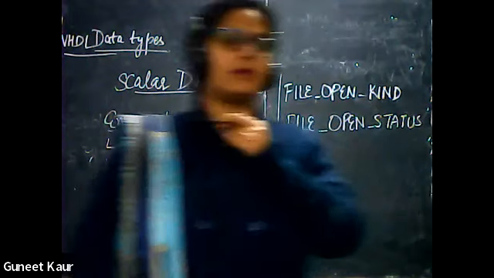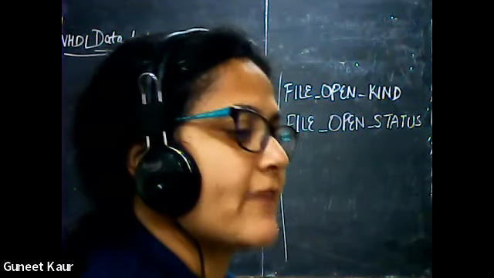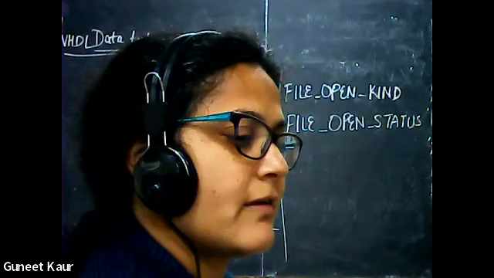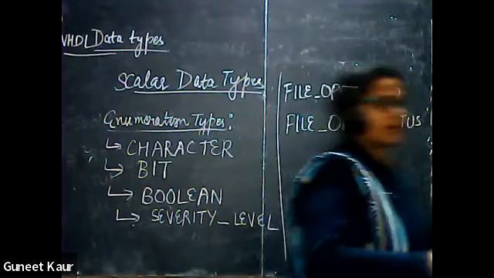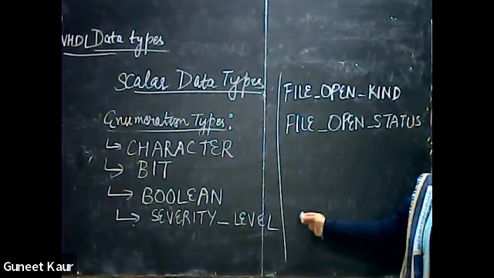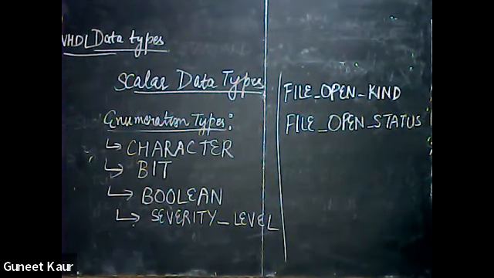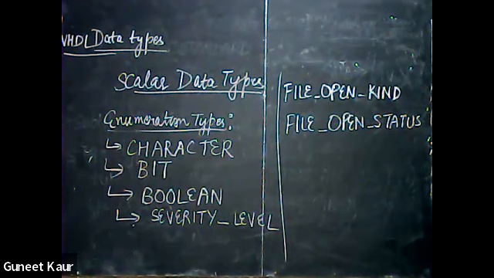Okay, so these were some of the examples of the VHDL enumeration data type, predefined. Now I am going to explain in further detail the predefined enumeration types which are used in VHDL. First is character, second is bit, third is boolean, then severity_level, then file_open_kind, and last is file_open_status. Now I will explain one by one.